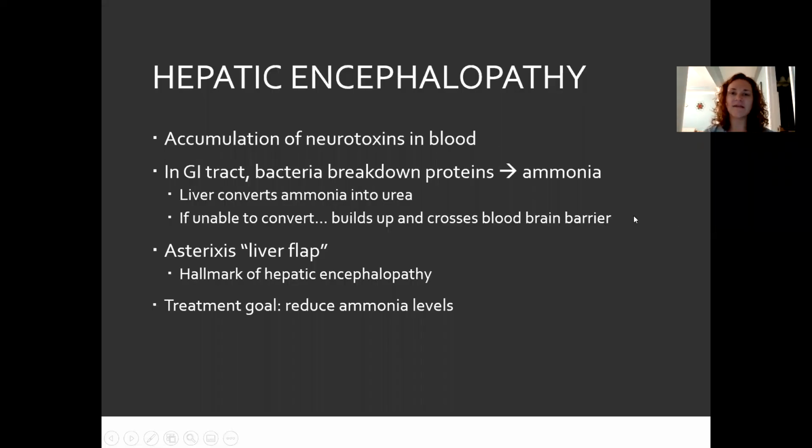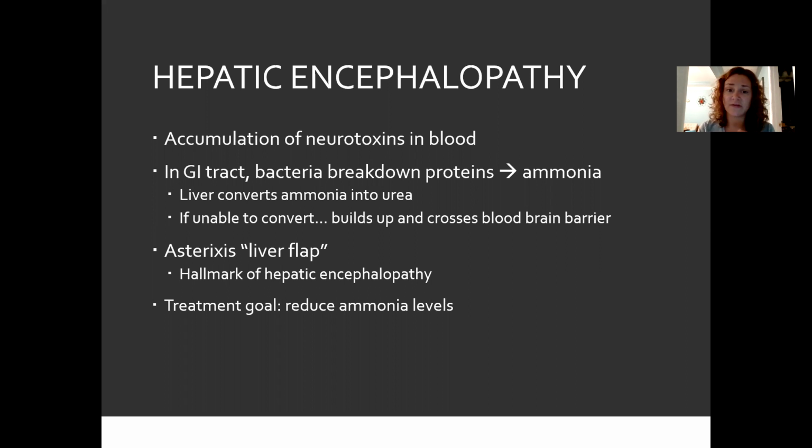All right, so hepatic encephalopathy, and this is where I was talking about ammonia comes into play. When there is an accumulation of neurotoxins in the blood, particularly ammonia, then we have an encephalopathy of the brain. Encephalo is brain, pathy is a disease of, so we have a disease of the brain. Signs and symptoms of encephalopathy are like altered mental status. That's the main thing.